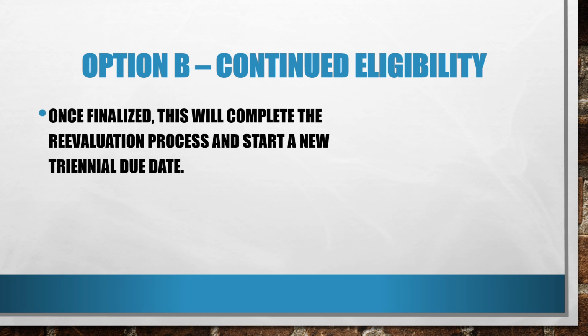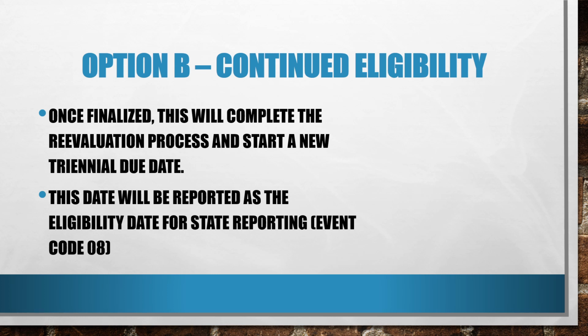Once the reevaluation data review event is finalized using option B, this will complete the reevaluation and re-eligibility process. This event must be finalized in GO-IEP, and once finalized, this becomes the eligibility report for the student, supporting the decision to continue with those eligibility areas. This date is reported as the eligibility date in student record reporting, and a new 3-year due date will be determined based on the date of completion and finalization of the RDR with option B.